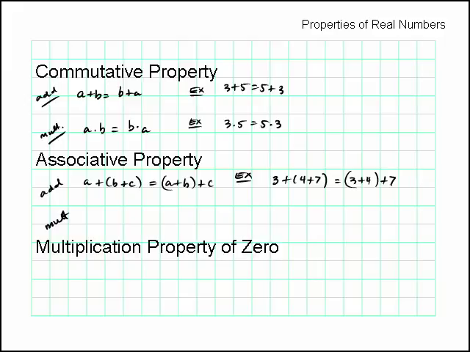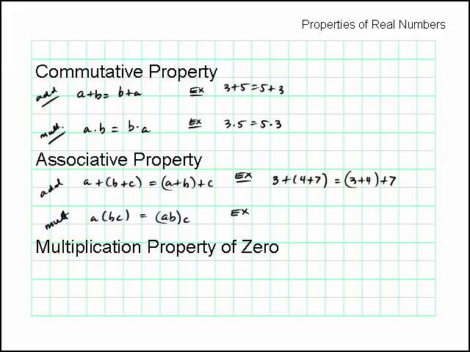You can check yourself. Either way you do this, you're going to end up with 14 on both sides. Multiplication, A times the quantity B C is equal to A times B then times C. It does not matter in what order you multiply, you're going to get the same thing.